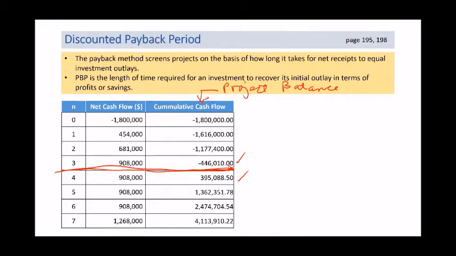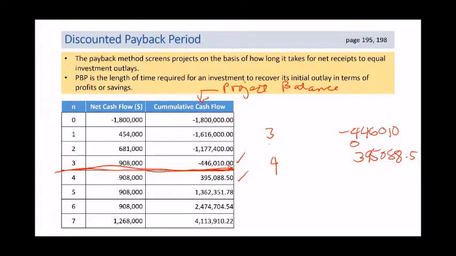So if the balance becomes 0, that means we paid off all our negative balances already and we are heading towards the positive balance. So we can use ratio and proportion and interpolation to get the exact value. So how did we get 3.4 there? We have year 3, and we have negative 446,010, somewhere between 3 and 4. For year 4, we have 395,088.5. Somewhere between year 3 and 4, there is 0.